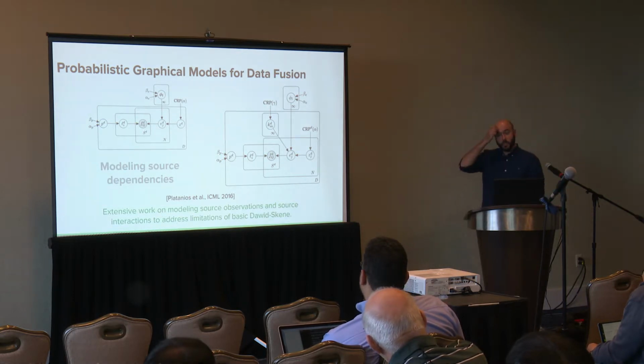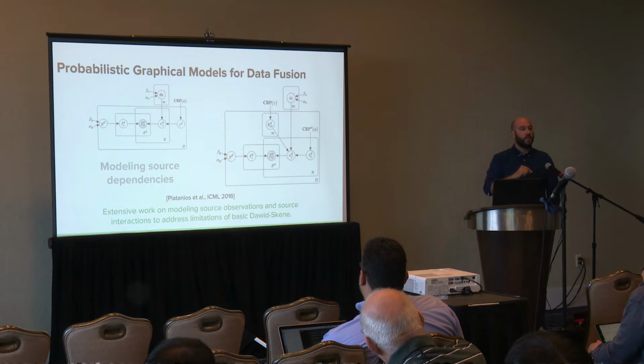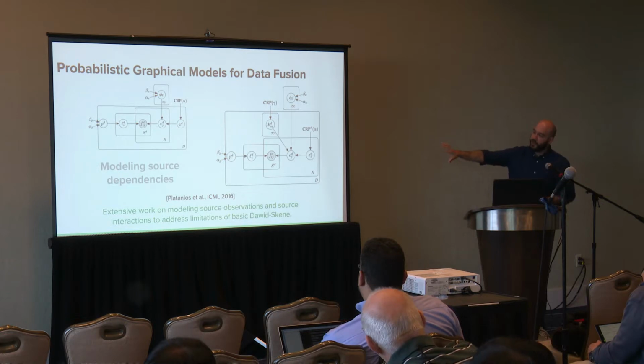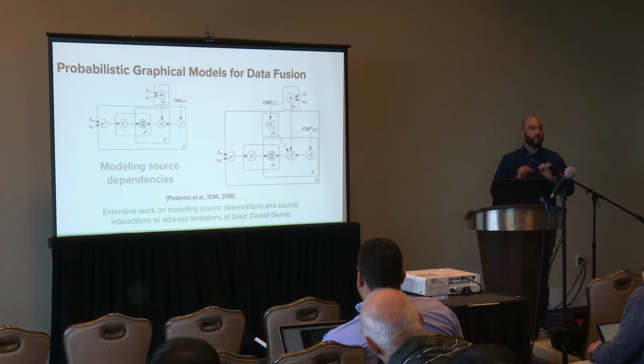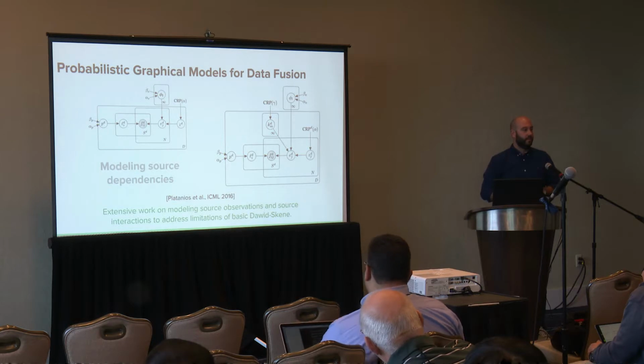These are two models from an ICML paper from 2016 that really tries to model noise in collecting what is called weakly supervised training data. All these models do, they're quite complex. Don't try to interpret these diagrams. All I want you to know is that what they're trying to do is model dependencies across different sources.